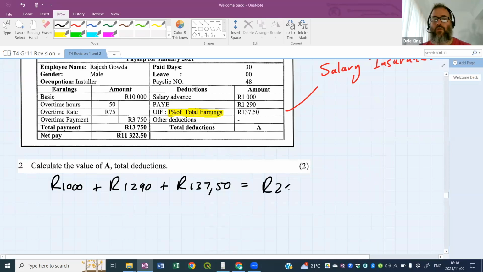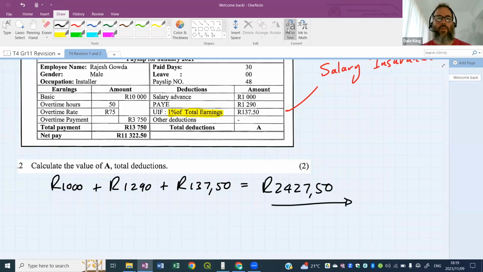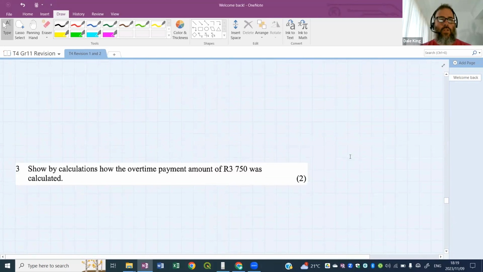All right, like you all said, 242750. We need to add them up. So that is the total deductions there. Excellent. Nice and easy. 2 marks in the bag as well. Very good. Next one, question 3.